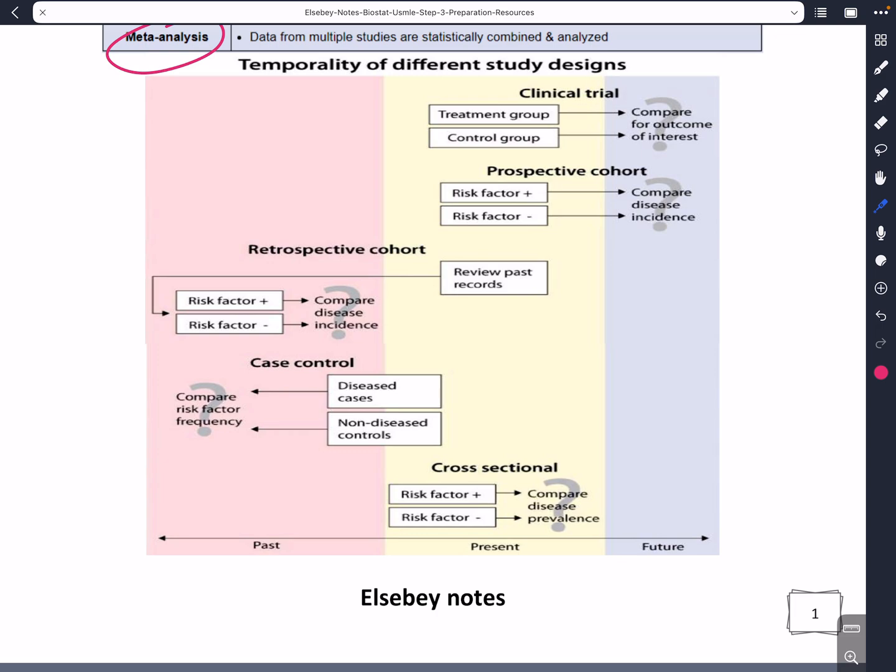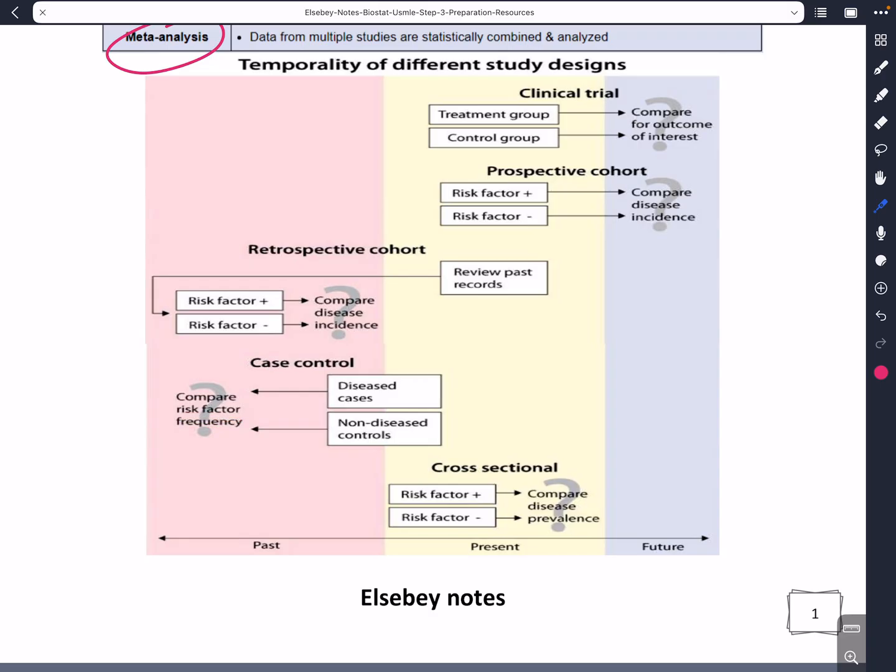Let's see what is case control. Case control, case versus control. So you have cases and you have controls. Cases are disease cases, and controls are those who do not have that disease that you're looking for. And then you go back and you look for risk factors, frequency in time. So that would be case control.